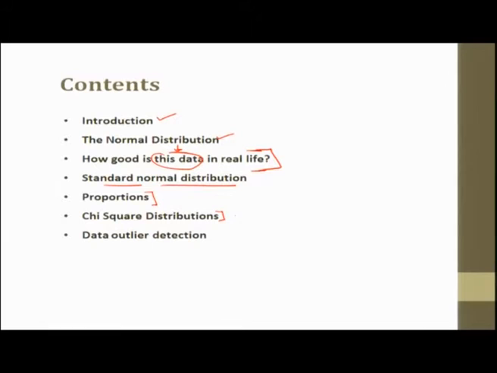Chi-square distributions are actually distributions of variance, or standard deviations. Then, as I have told you, sometimes some outliers are there in the data. For data outlier detection, there is a rule, Chauvenet's rule on this. So, we will discuss that.